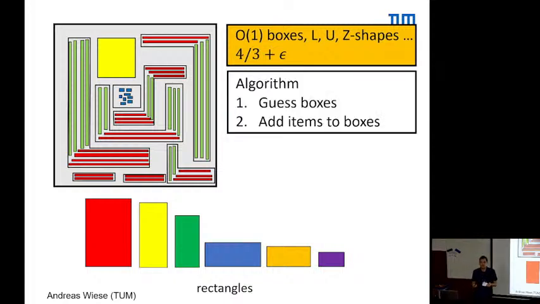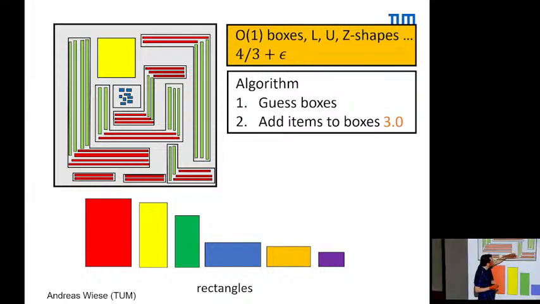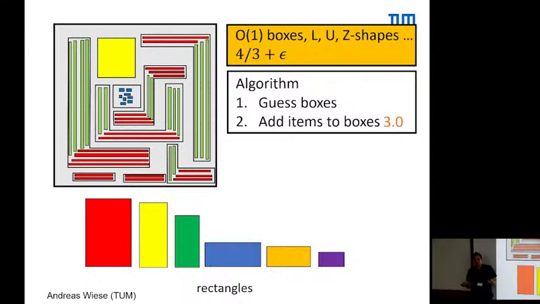And the algorithm for this is, again, you guess these boxes, enumerate all possibilities, and then you add the items to the boxes. But now it's even more complicated, because before there was one single L shape, one single bend where horizontal and vertical items interacted. And now they interact in every single one of these bends. Now these bends are only constantly many, but still, because of this, the dynamic program that you used before no longer works. It even already fails if you have two L shapes instead of one.